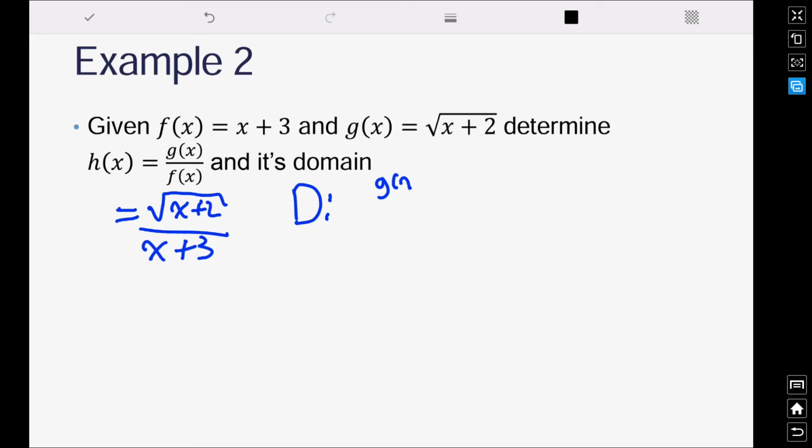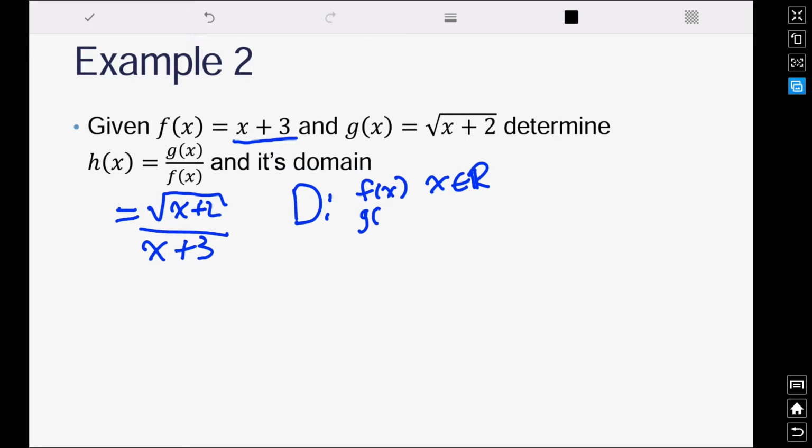Well, maybe not g of x. Let's go f of x first. F of x is first. So in f of x, since it's just x plus 3, this is a linear function. So the domain for f of x is going to be, x will be all real numbers. That's easy enough. So x has no restrictions. Again, because it's a linear function, there are no restrictions.